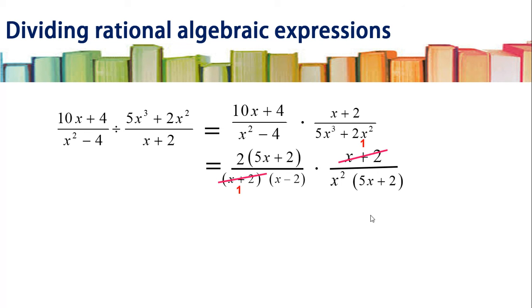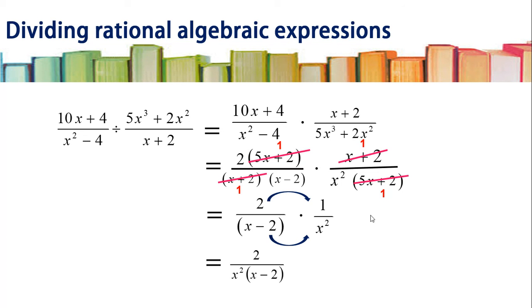x plus 2, x plus 2, that will become 1. After that, 5x plus 2, that will become 1 also. And after that, multiply everything left on the numerator and the denominator. So 2 times 1, 2. x minus 2 times x squared, that is 2 times x squared quantity x minus 2. And the product form is this one, which is also in simplest form.